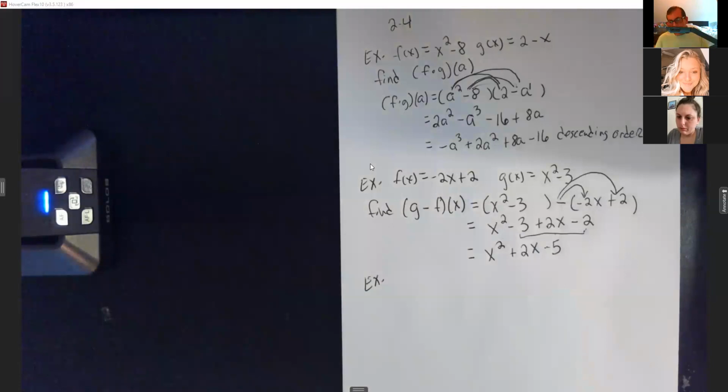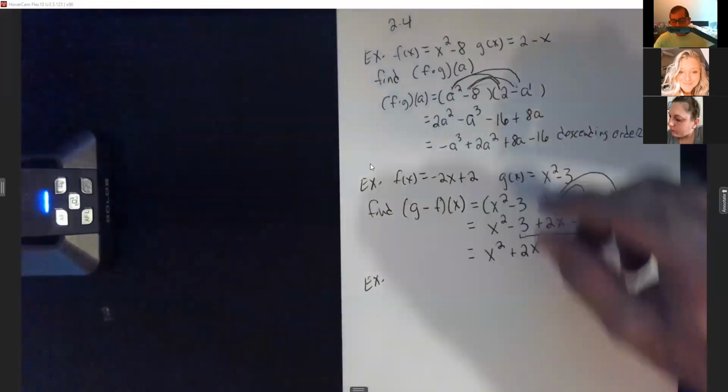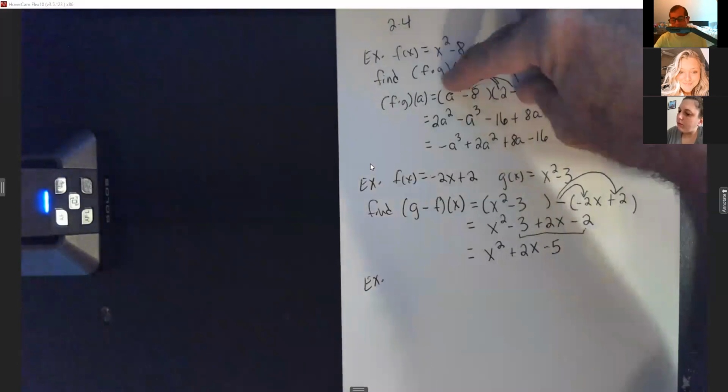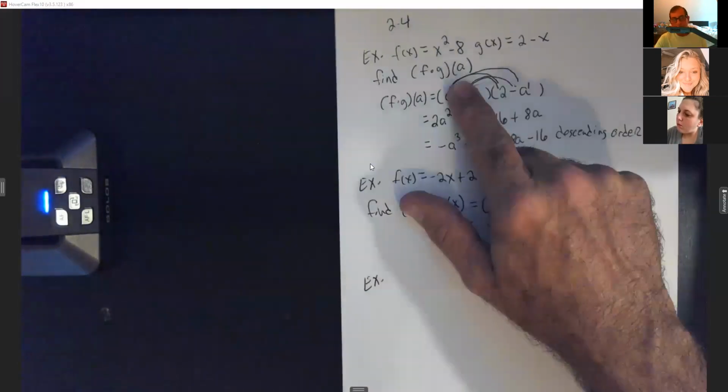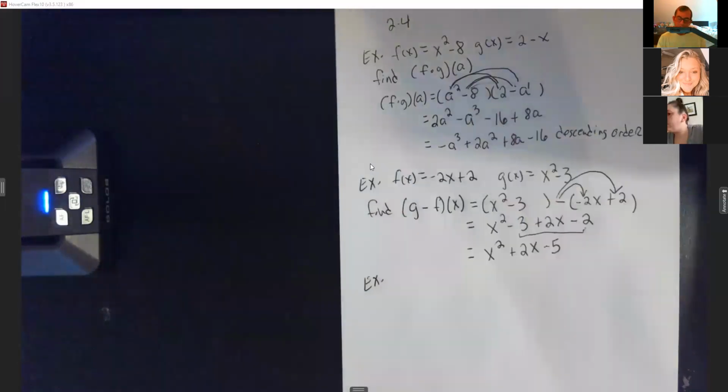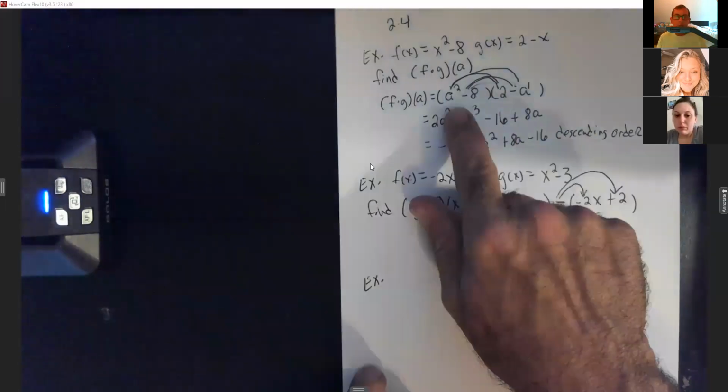So really, to me, the trick on these is figuring out what are they asking for and getting it written correctly at that point. And if they're giving you variables or numbers to put in for those x's, you want to get them put in on that first step there, okay?